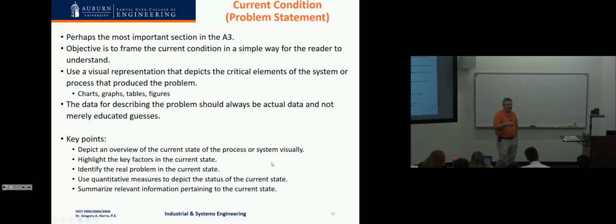You need to be able to show this data came from that piece of equipment, or this came from that cell. And these were the days we took that data over. And what we want to do is look at the overview of the current state of the process, highlight the key factors in there, and identify the real problem in the current state, being quantitative in the way we approach it.